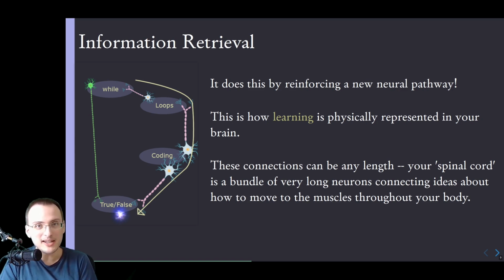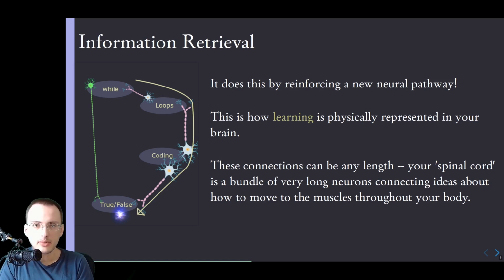Neurons can be any length. Your spinal cord, for instance, is just one bundle of very, very long neurons connecting ideas about motion and how you move to the muscles throughout your body. That's why it's so significant if you get a spinal cord injury.